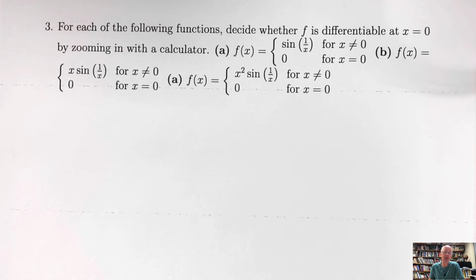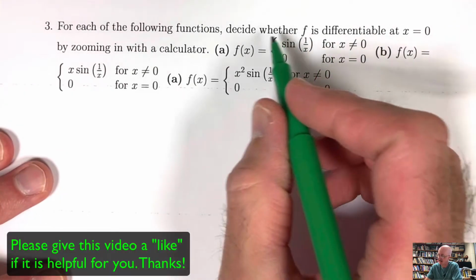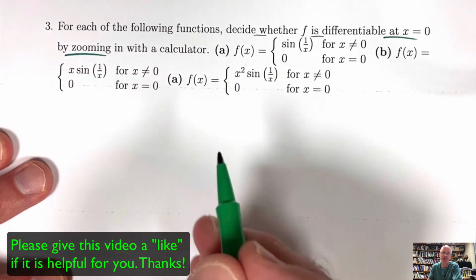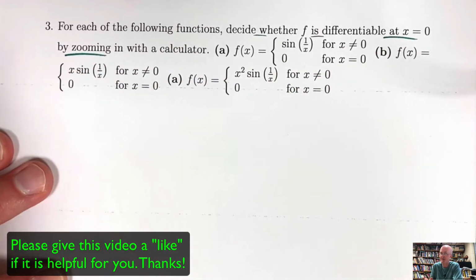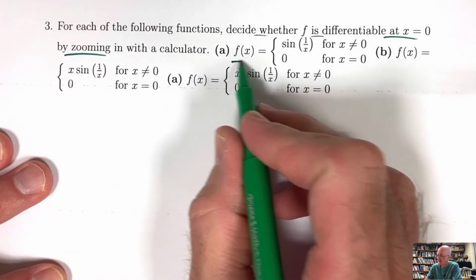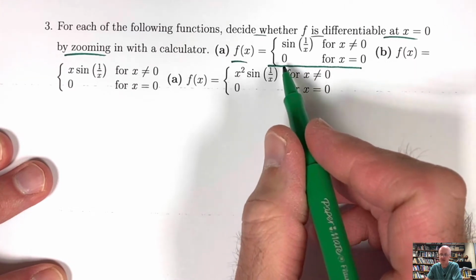In problem 3, we're using technology again, but this time with some wild functions. We've actually looked at this first one before. For each of the following functions, decide whether f is differentiable at x equals 0 by zooming in with a calculator, where we're saying it appears to be differentiable or not. Okay, these things again are not proofs. Part A, f of x is sine of 1 over x when x is non-zero and 0 when x equals 0.